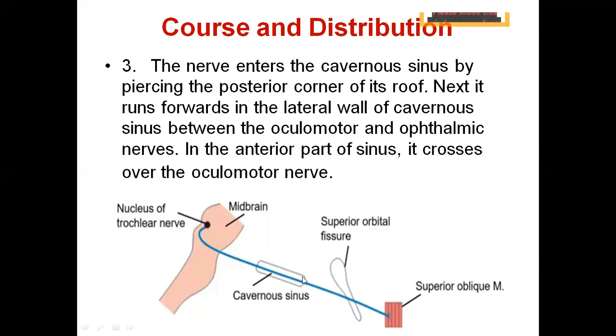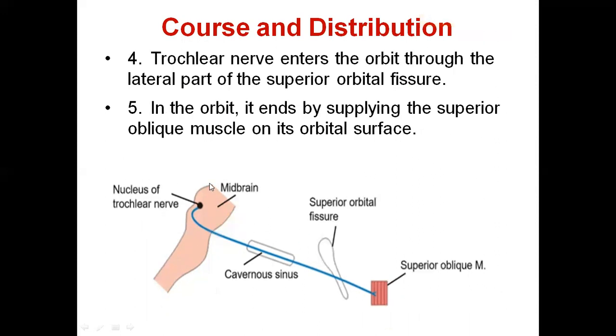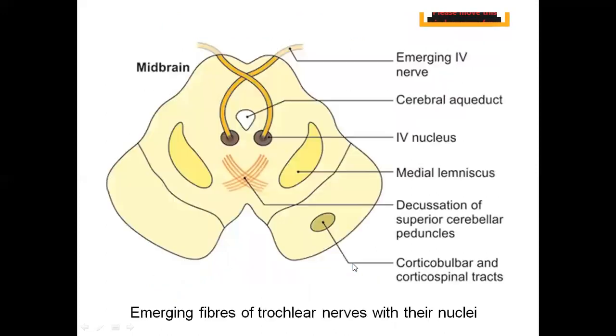So this is our trochlear nerve. It's related to the cavernous sinus, entering into the superior orbital fissure and supplying the superior oblique. The nerve enters the cavernous sinus by piercing the posterior corner of its roof. Next, it runs forwards in the lateral wall of the cavernous sinus between the oculomotor and ophthalmic nerves. In the anterior part of the sinus, it crosses over the oculomotor nerve. The trochlear nerve enters the orbit through the lateral part of the superior orbital fissure. In the orbit, it ends by supplying the superior oblique muscle.